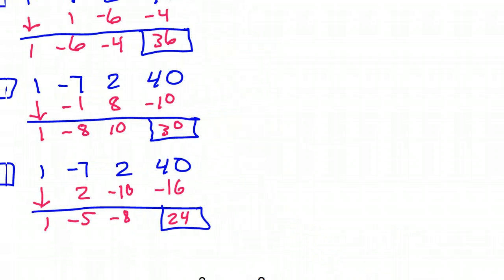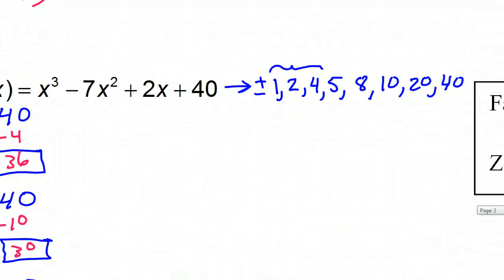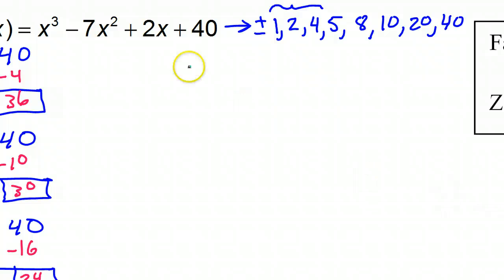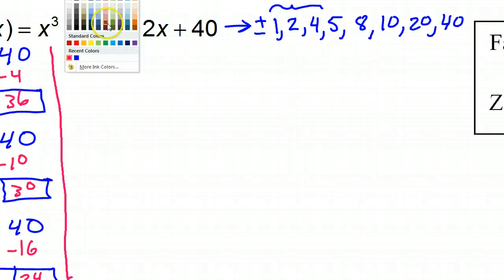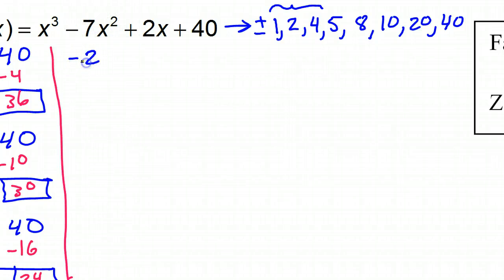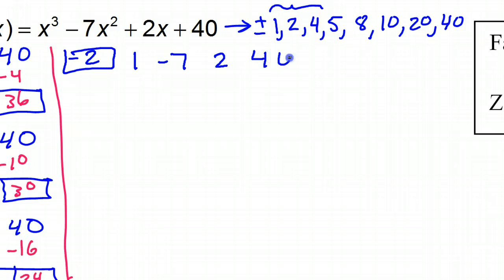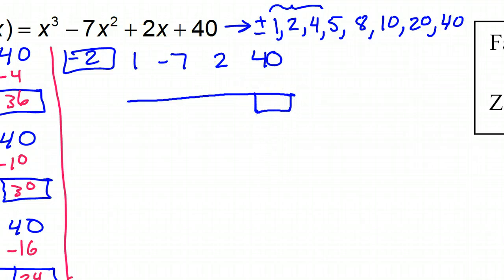Okay, so next comes negative 2, just going down the order. All right, so let's try negative 2. I feel like I should draw a line right here. All right, 1, negative 7, 2, 40. Wait, that's one number. Let me make sure it's clear. This is 40. Okay. All right, this is our 4th attempt. I'm really hoping we get it pretty soon.